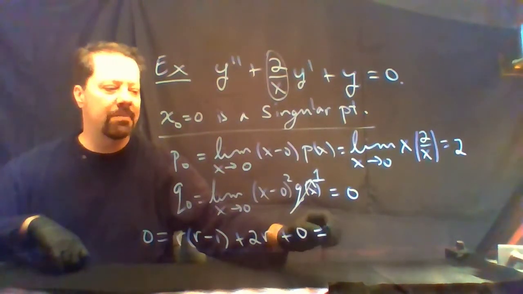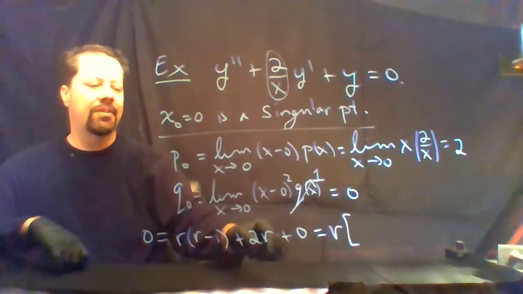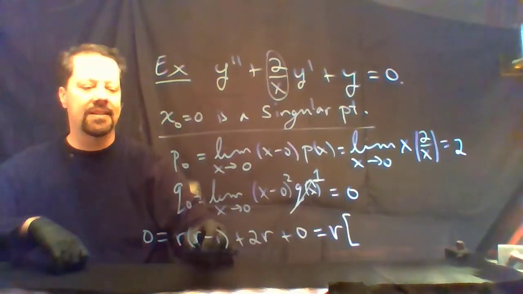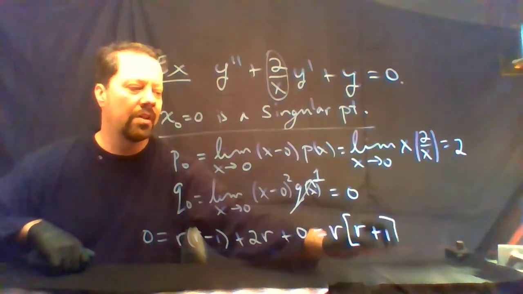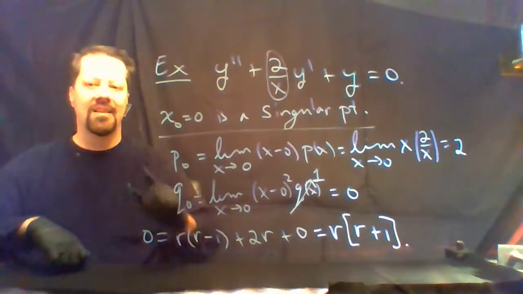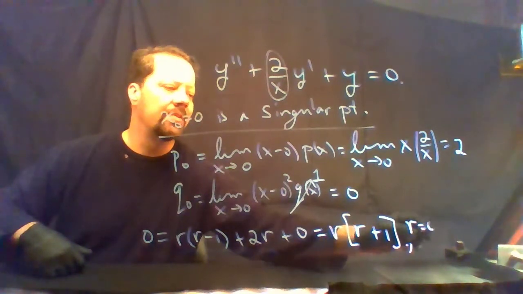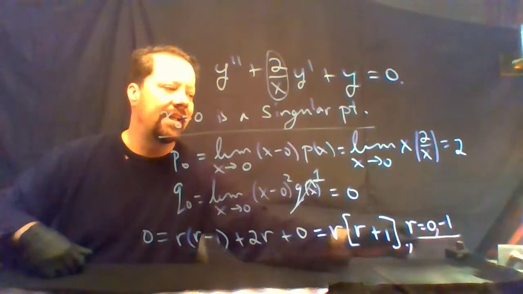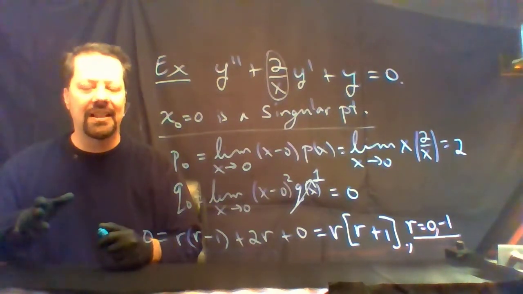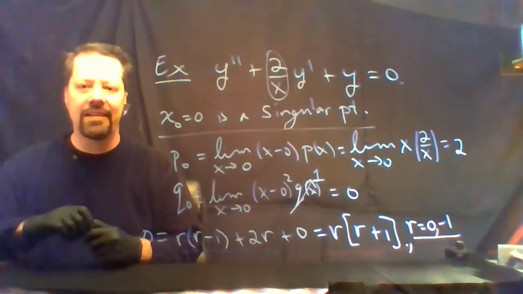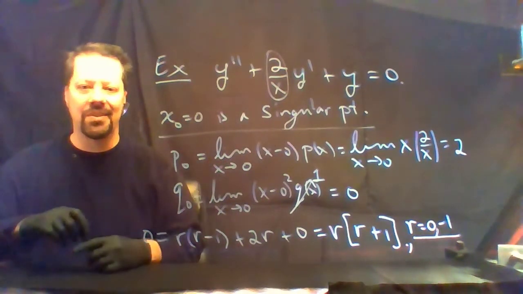We can simplify this by factoring an r out. If you bring this r out and this r out, all that's left is r minus 1 plus 2, which is r plus 1. The two values of r that are going to work here are r equals 0 and r equals negative 1. R equals negative 1 gives you a singularity at x equals 0, which is kind of expected because we have a singular point at 0.